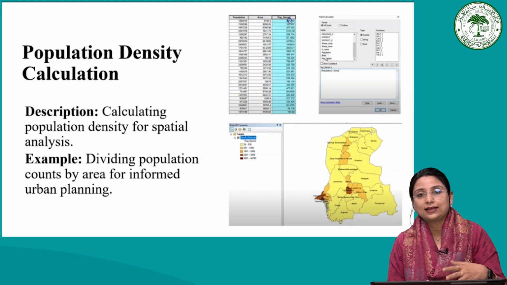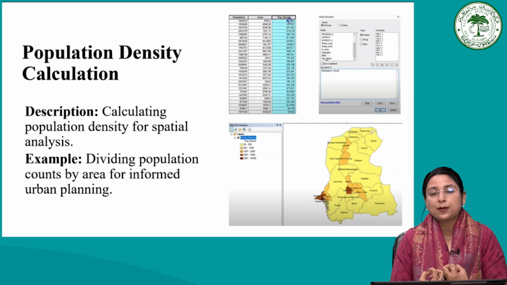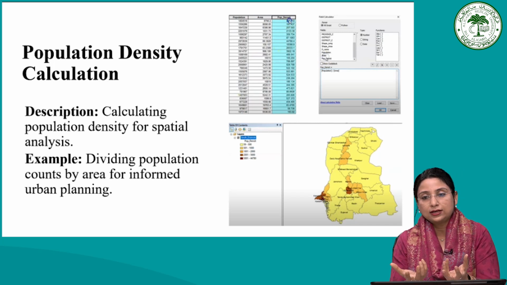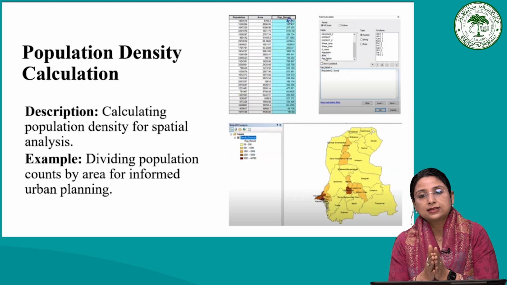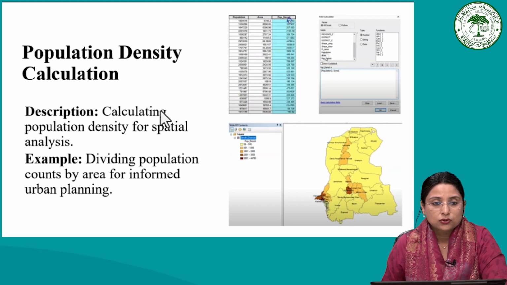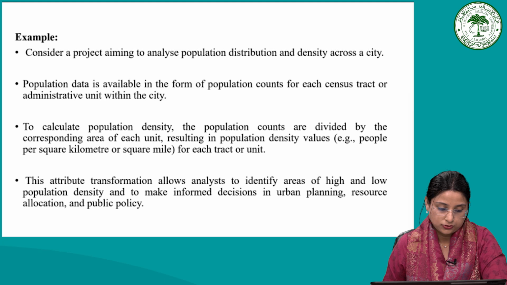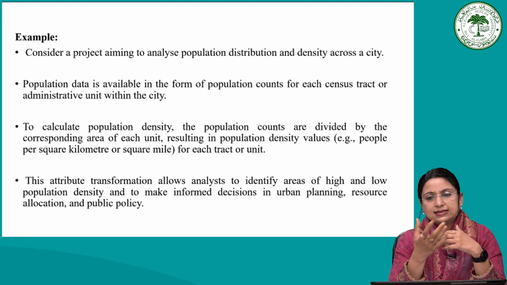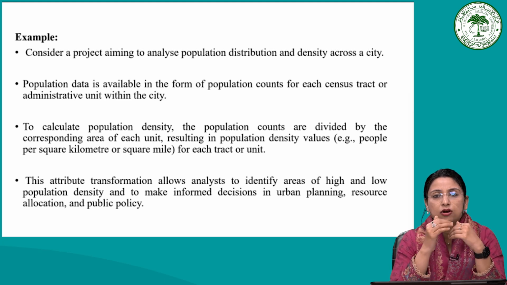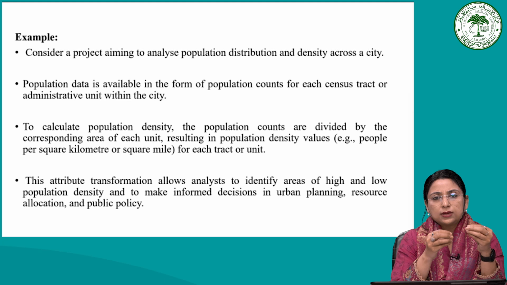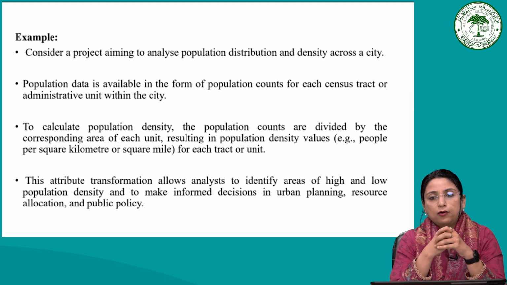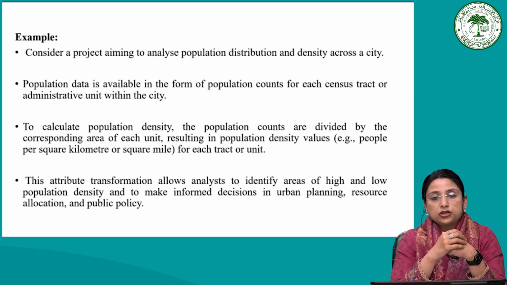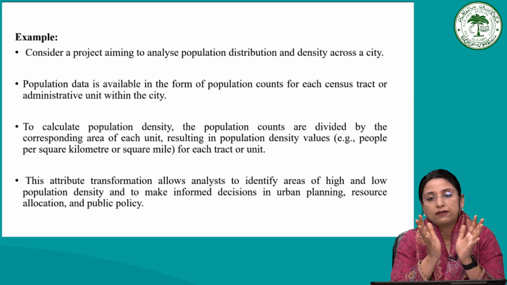Means from voluminous data, we are creating subsets. One data is the population counts, another data is the geographic area, then we combine these and get the density measures. Let us take an example here. Student, consider a project aiming to analyze the population distribution and density across a particular city or area. The population data is generally available in the form of population counts for the different census tracts and administrative units within the city.